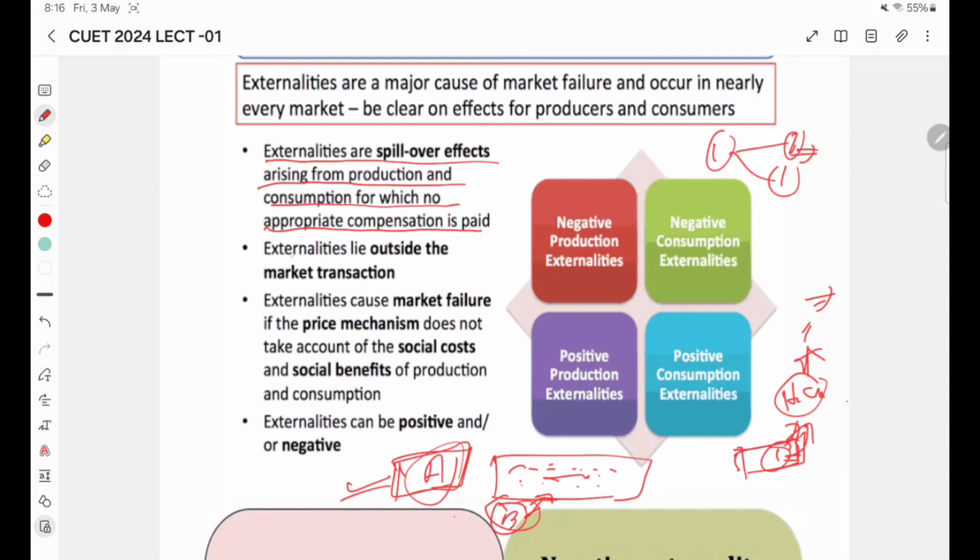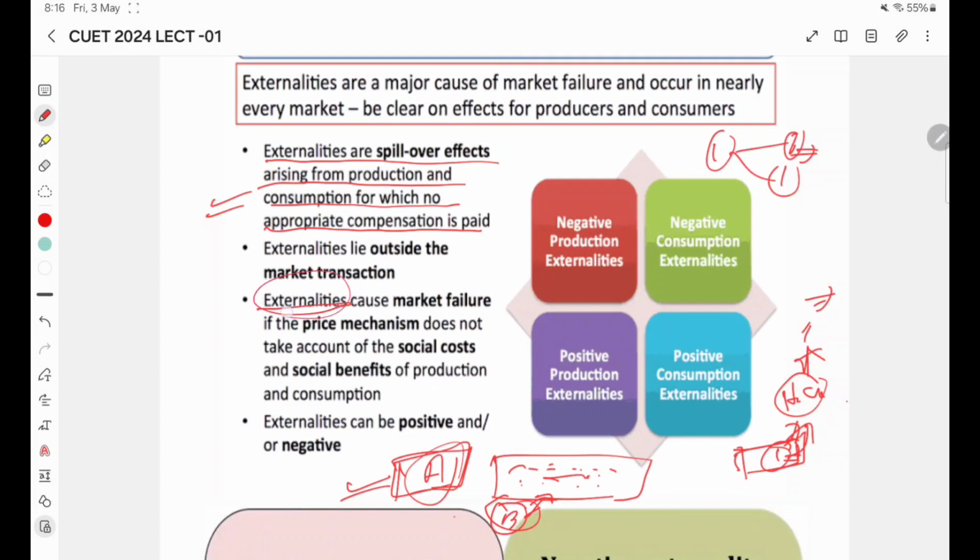So externality simply means if someone does anything, or makes production or consumption, and that affects other parties in a positive way or a negative way, that is called externality. And for that we are not giving any compensation to that third party. Okay, so externalities cause market failure.